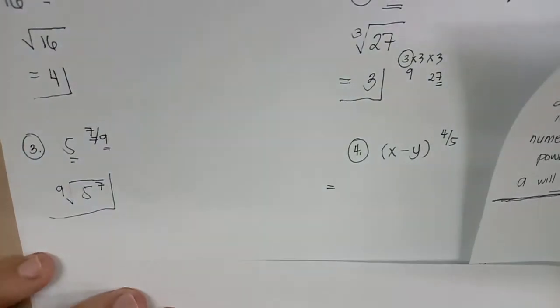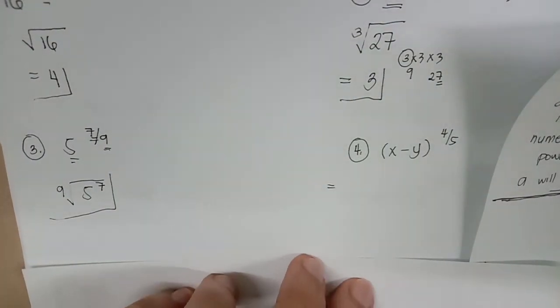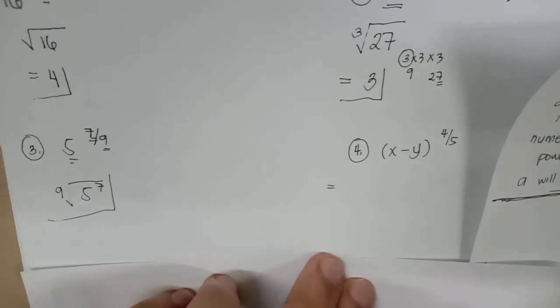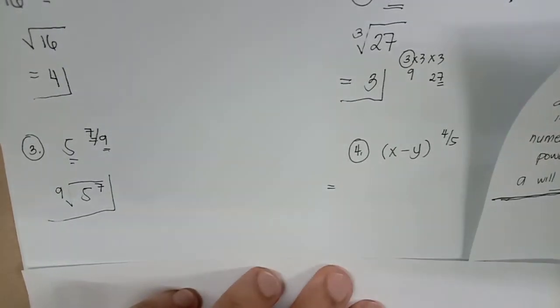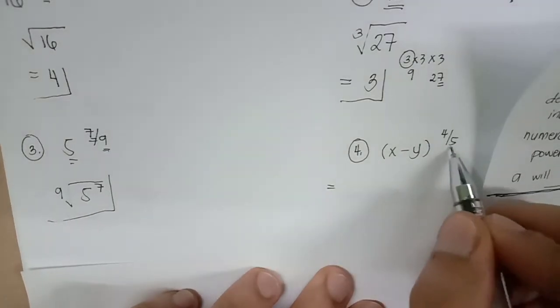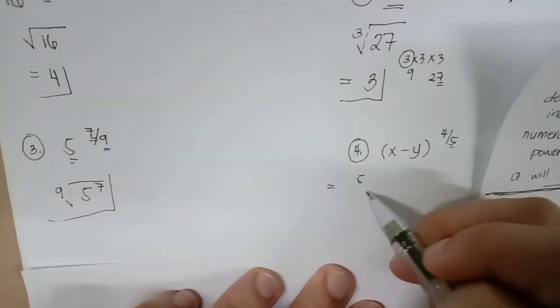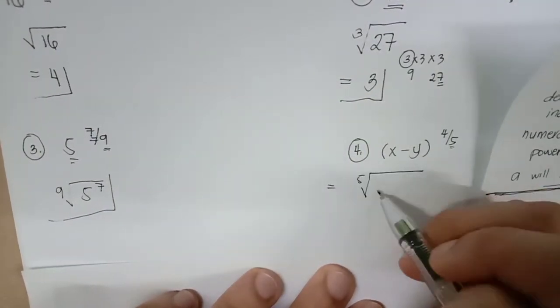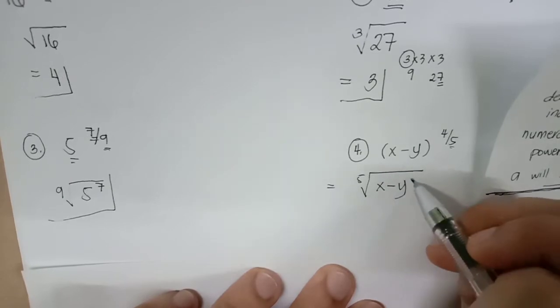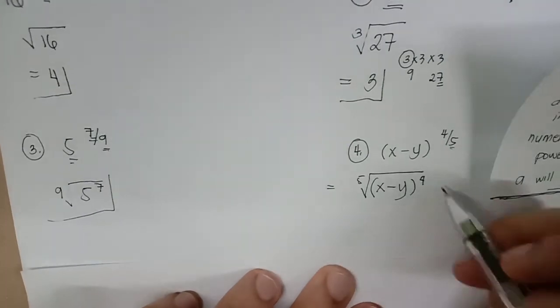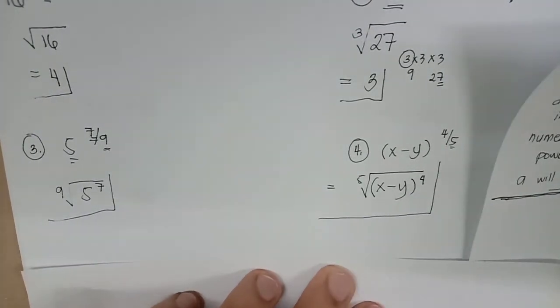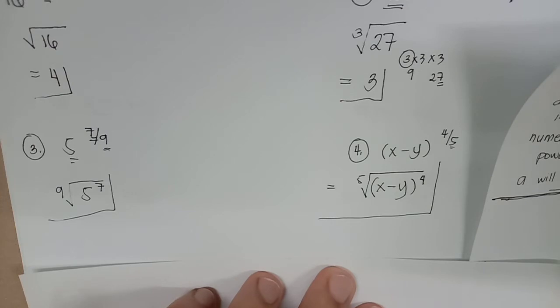Last but not the least, for rational exponent and radical expression, we have this one. So, x minus y raised to 4 over 5. So, index natin will be the denominator, then radical sign, copy the base which is x minus y, then raised to 4. So, in this case po, ito na po yung final answer when we convert rational exponent to radical expression.